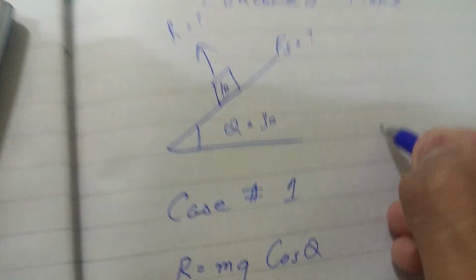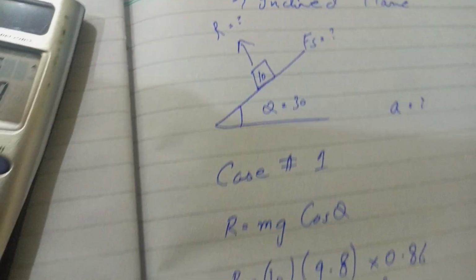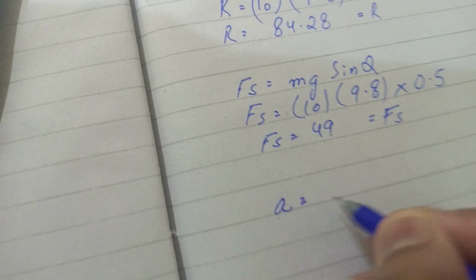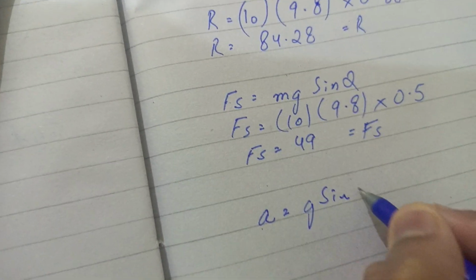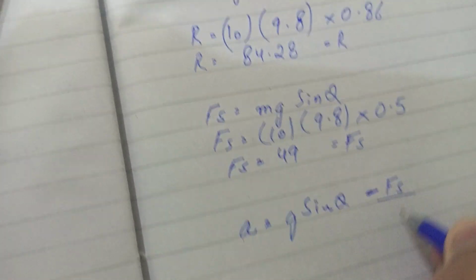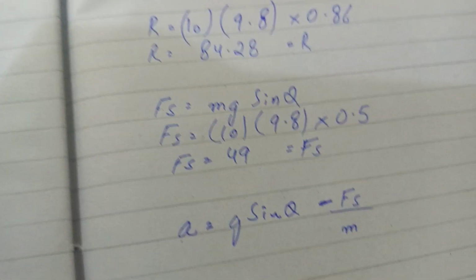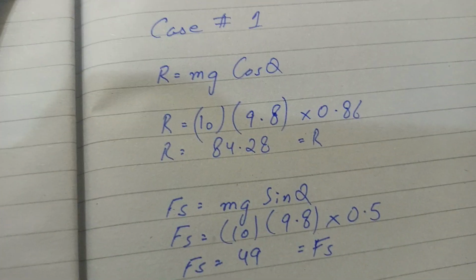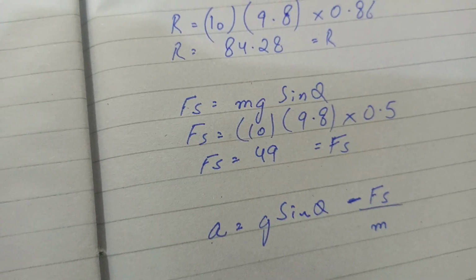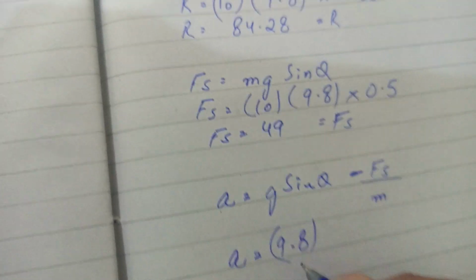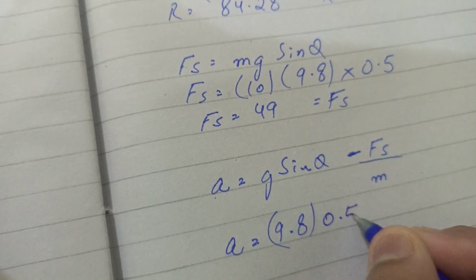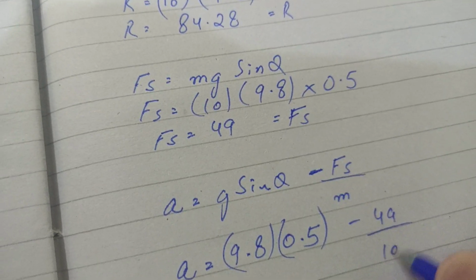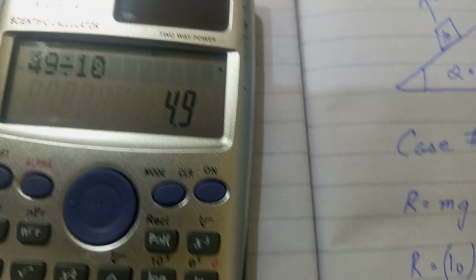But if you talk about the acceleration, what is the acceleration of this object, it has another formula, which is a is equal to g sine theta minus fs upon m. It is a very simple formula, you don't have to worry about that, but in the next video I'll derive all the formulas with the diagram, and I'll tell you every single thing about this. So a is equal to g, which is 9.8, sine theta we got 0.5, minus fs, which we found is 49, upon 10, which is the mass. So 49 divided by 10 gives 4.9.